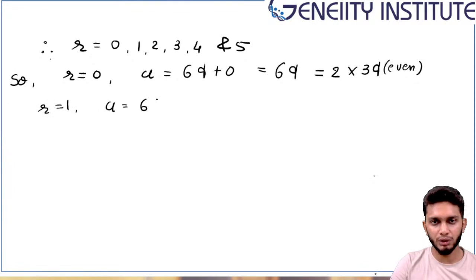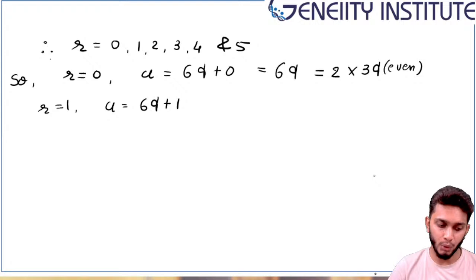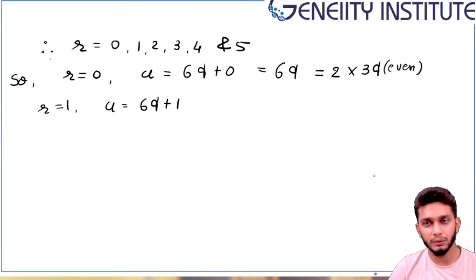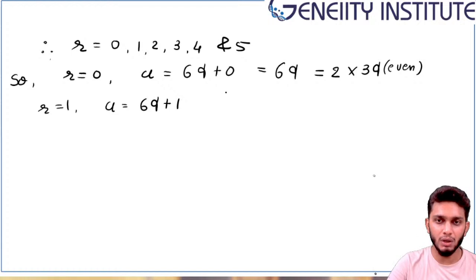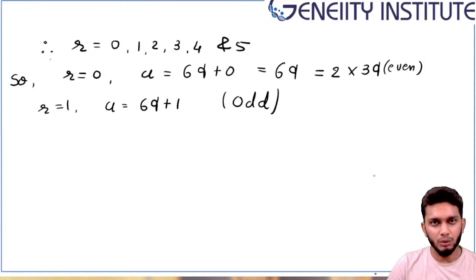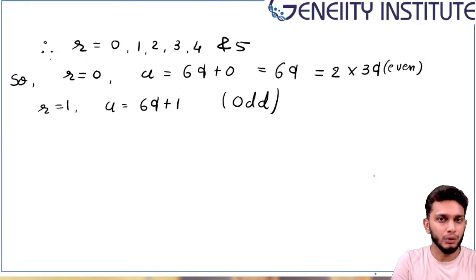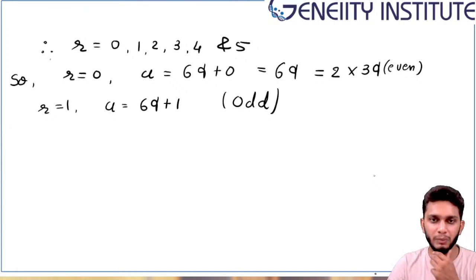Now check r is equal to 1, a is equal to 6q plus 1. Can you write it as a multiplication of 2, as a product of 2? टू के प्रोडक्ट में लिख सकते हो, नहीं, we can't write it as a product of 2, तो you can say that it is an odd number. If any number is in a product of 2, then even number; not in the product of 2, odd number, simple.